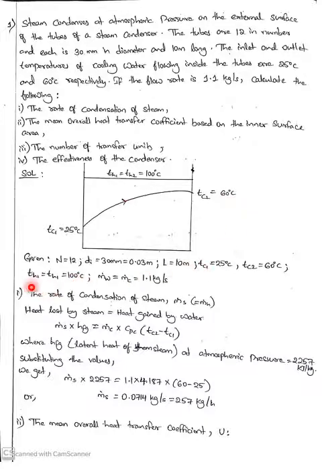Now let's see. He has given the number of tubes as 12. He has given the inlet diameter and length of the tube, the cold fluid temperatures at inlet and outlet, and the hot fluid temperature as 100 degrees Celsius. Simultaneously, the mass flow rate of the water or cold fluid, which is 1.1 kg per second.